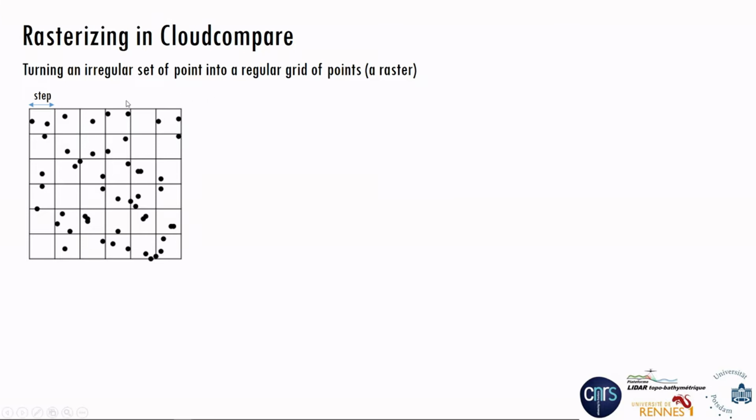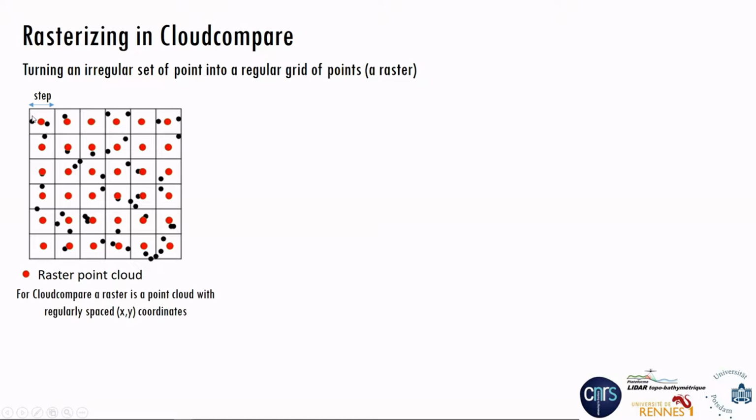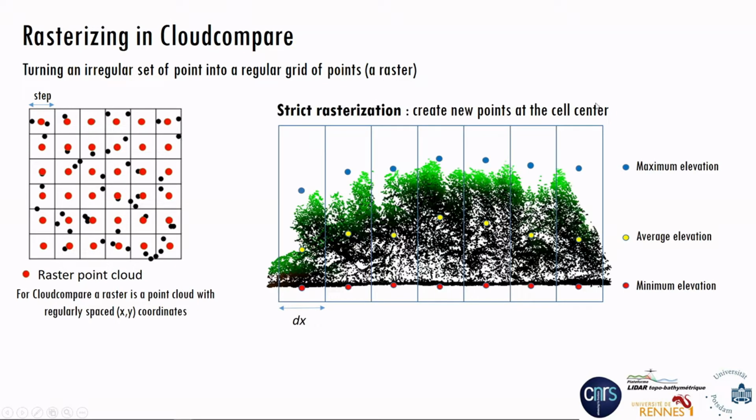You have a set of irregular point cloud and you are going to apply a regular grid on top of it, and in each cell of this grid you will define an average position, a minimum position, or the highest position to define a new set of points with regular X and Y coordinates. For CloudCompare, a raster is a point cloud with regularly spaced coordinates. It's nothing else. So you can perform a strict rasterization.